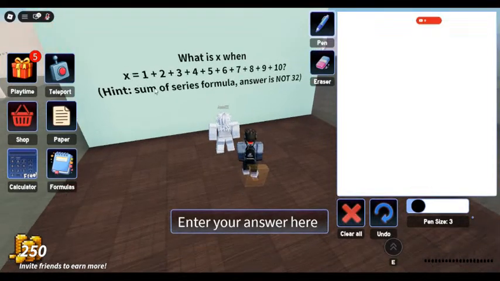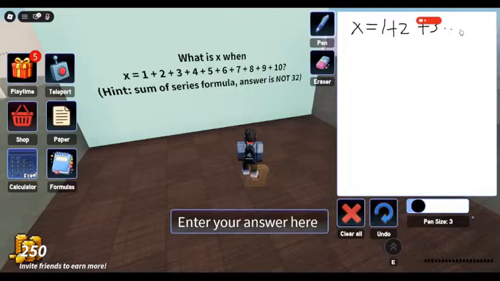Now we get this. X is equal to 1 plus 2 plus 3 up to 10. So when, let's say, you have only 1 to 4, 1 plus 2 plus 3 plus 4, what do you get? 1 plus 4 is 5, 2 plus 3 is 5.